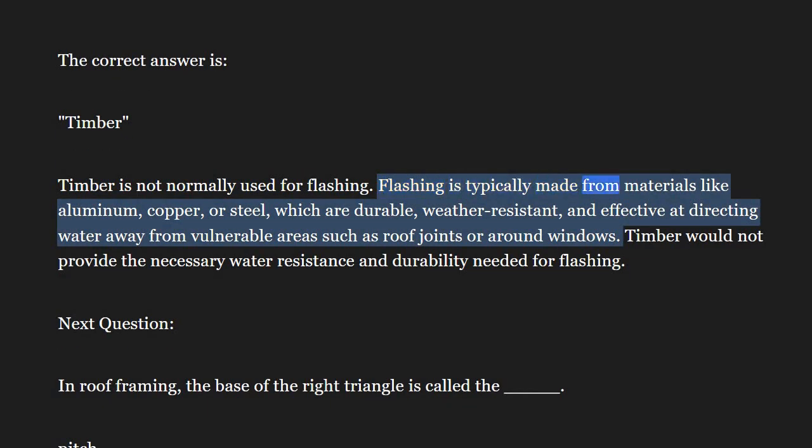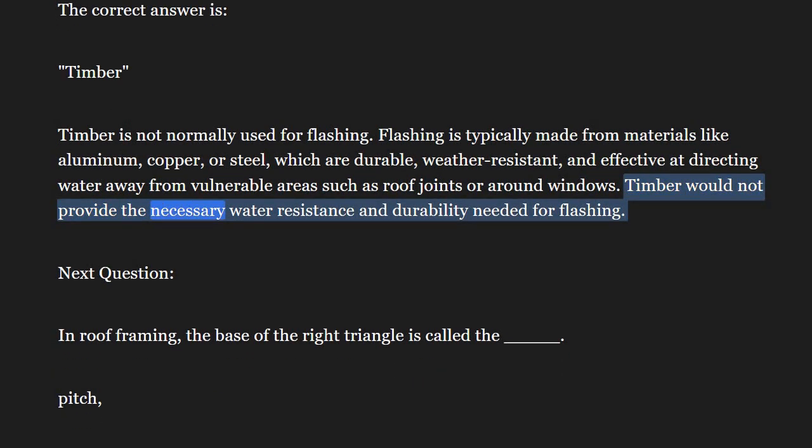Flashing is typically made from materials like aluminum, copper, or steel, which are durable, weather-resistant, and effective at directing water away from vulnerable areas such as roof joints or around windows. Timber would not provide the necessary water resistance and durability needed for flashing.